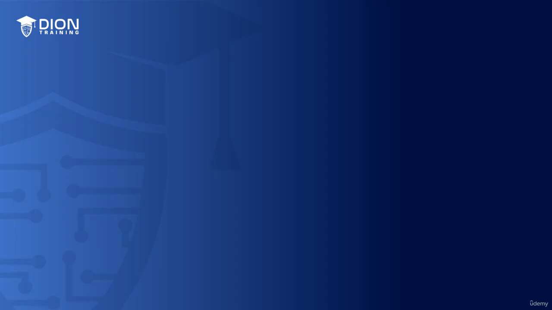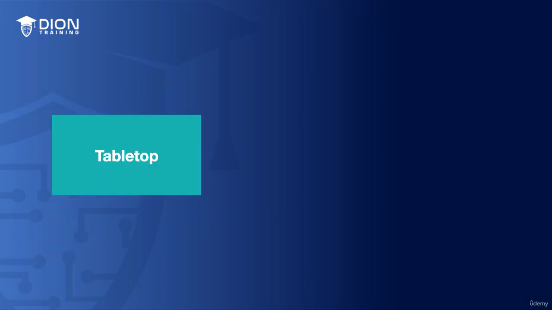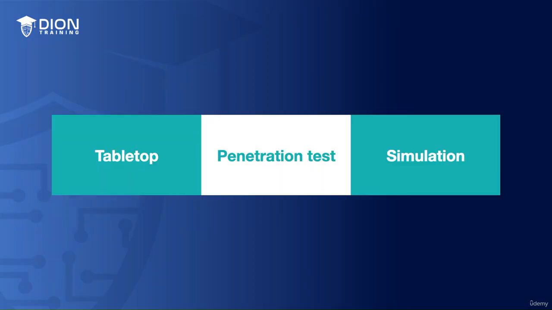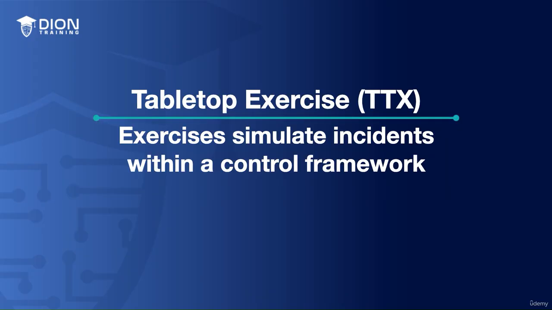Now, when you're designing your tests, you can do it in one of three major ways. The first is the tabletop, the second is a penetration test, and the third is a full-scale exercise of simulation. Now, when we're dealing with a tabletop exercise or a TTX, this is an exercise that uses an incident response scenario against a framework or controls or a red team. Now, the reason we call it a tabletop exercise is because we're actually doing it on our tabletop and we're not physically doing it in our networks.